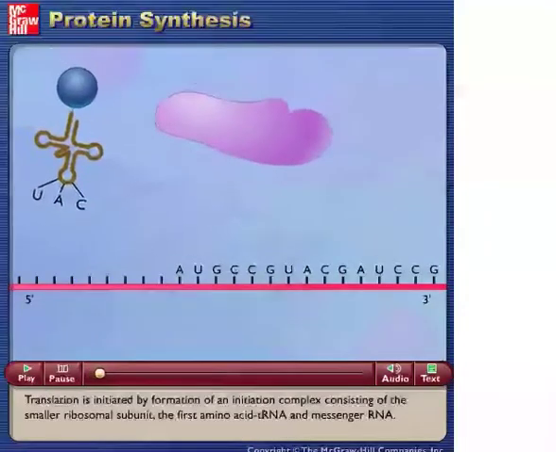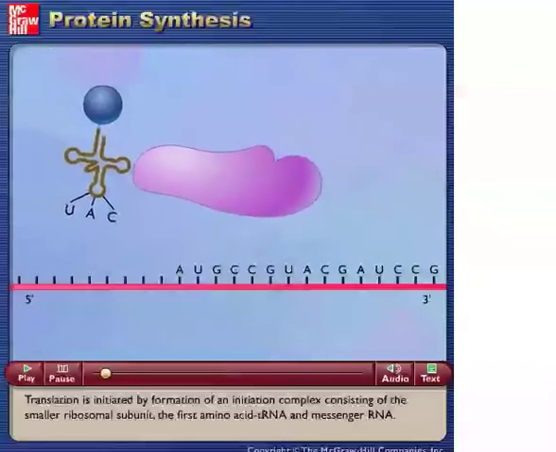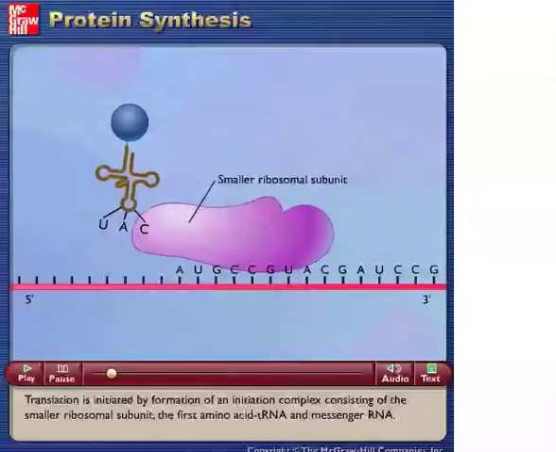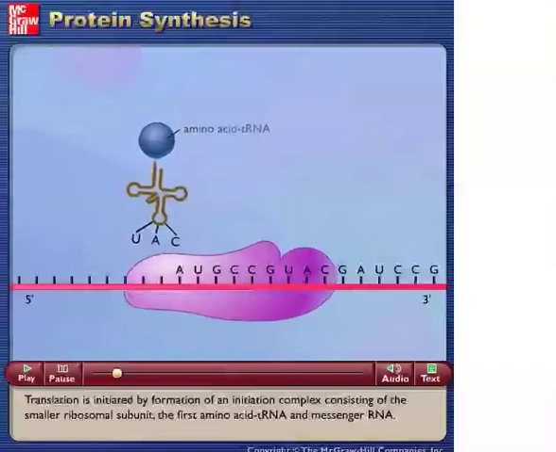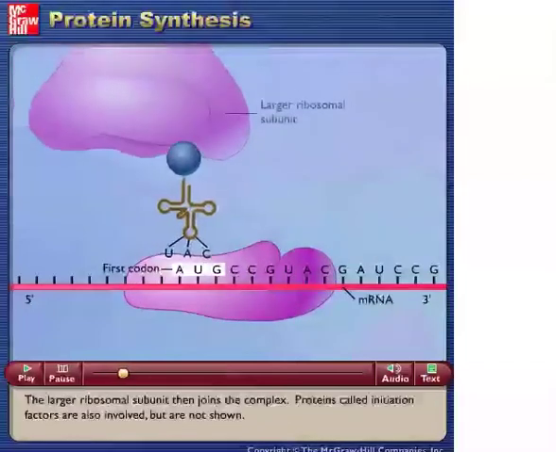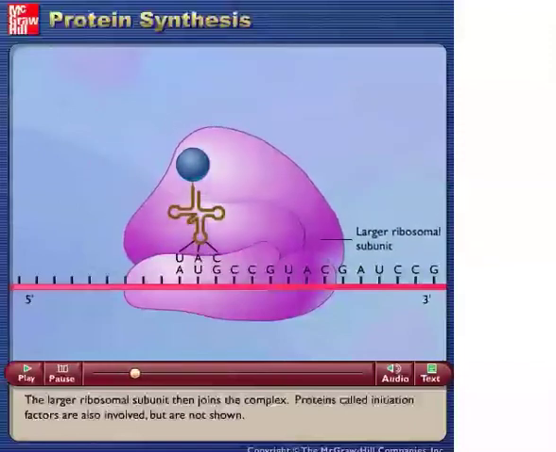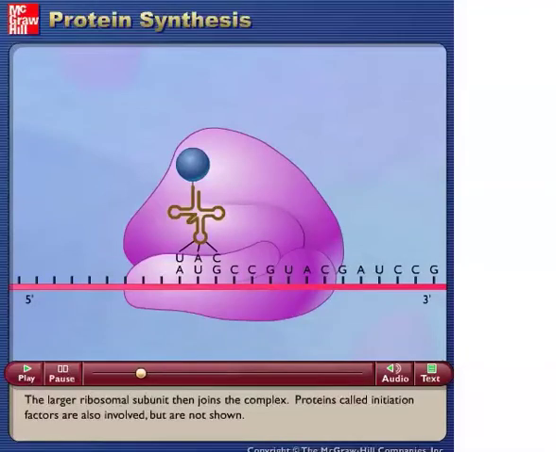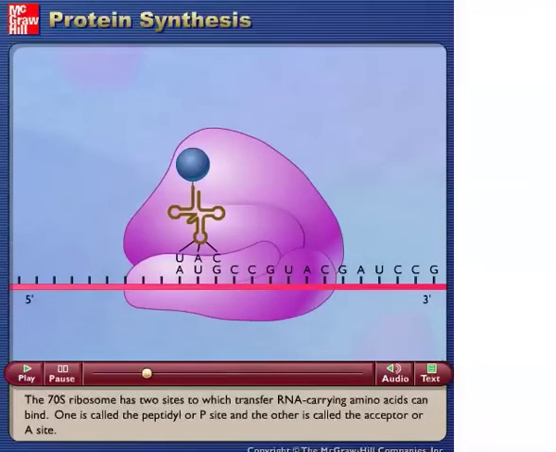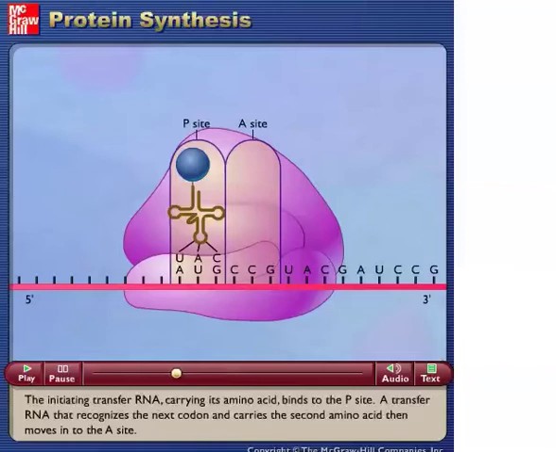Translation is initiated by formation of an initiation complex consisting of the smaller ribosomal subunit, the first amino acid tRNA, and messenger RNA. The larger ribosomal subunit then joins the complex. Proteins called initiation factors are also involved but are not shown. The 70S ribosome has two sites to which transfer RNA carrying amino acids can bind. One is called the peptidyl or P site, and the other is called the acceptor or A site. The initiating transfer RNA carrying its amino acid binds to the P site.